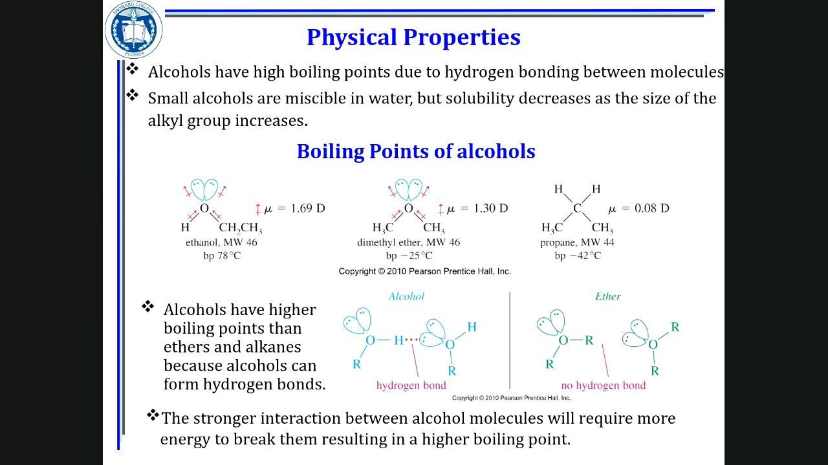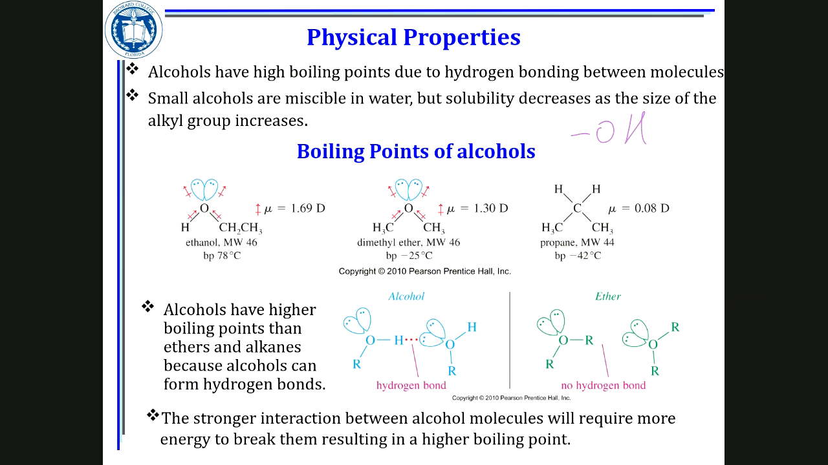The intermolecular force that we have for alcohol, because of the OH bond, is hydrogen bonding. And hydrogen bonding is going to give a specific property to alcohol. One is that it is going to have a higher boiling point due to the hydrogen bonding.